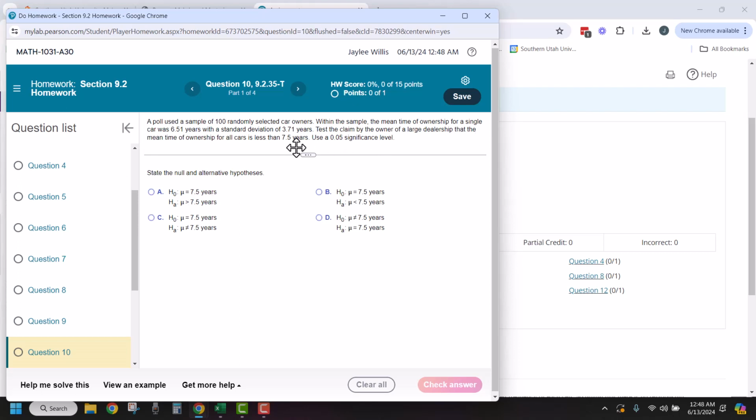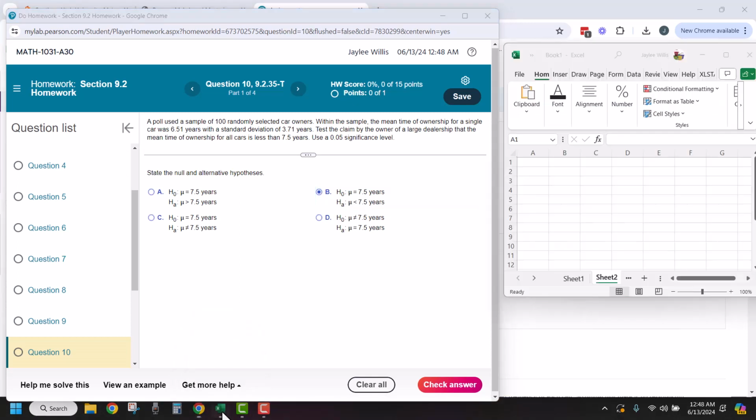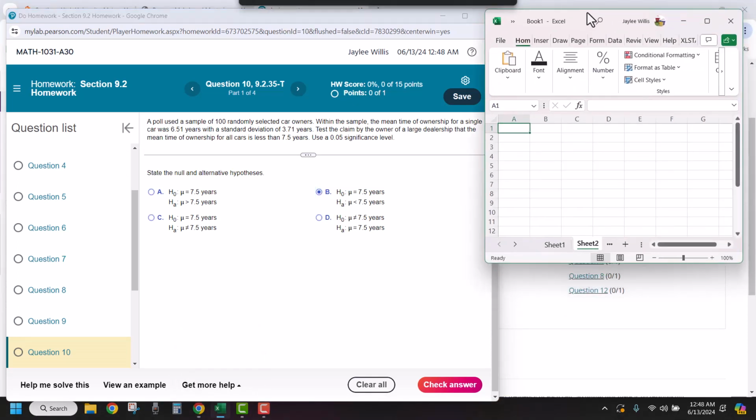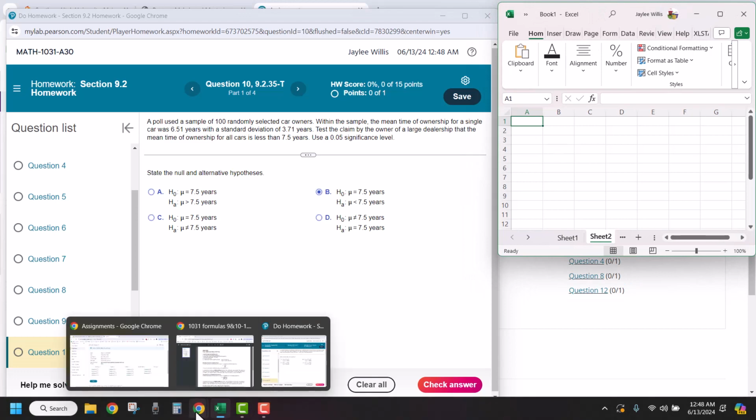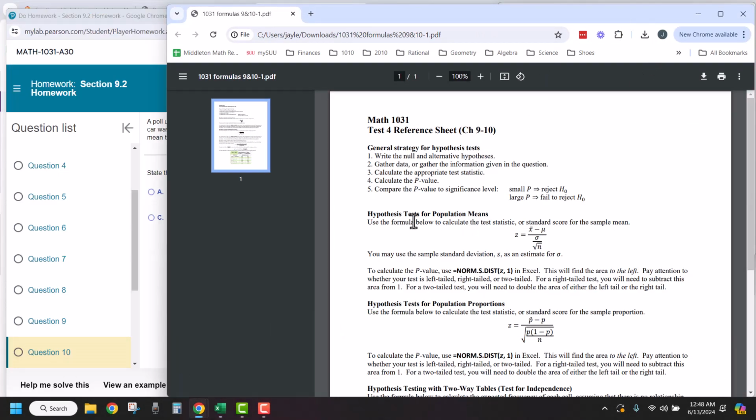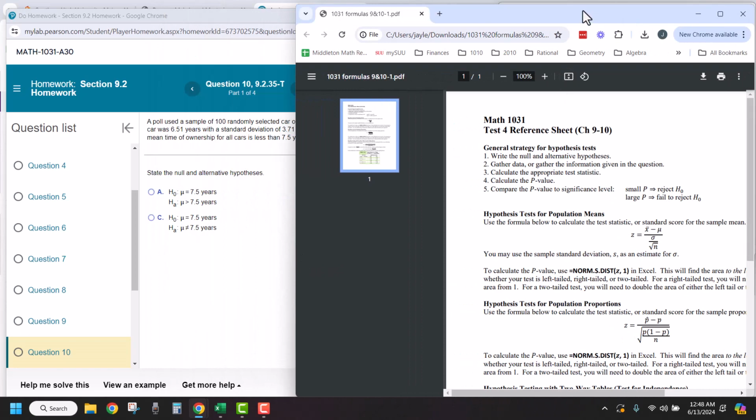And then since we want to test the claim that the mean time is actually less than this, this is our alternative hypothesis, we're going to select this one because our alternative hypothesis is that the population mean is actually less than 7.5. So this means that this is going to be a left-tailed test, and I'll explain what that means in a little bit more detail in just a second. But let's go ahead and record this information in Excel. And I'm also going to be using our formula sheet for the chapter 9 and 10 test.